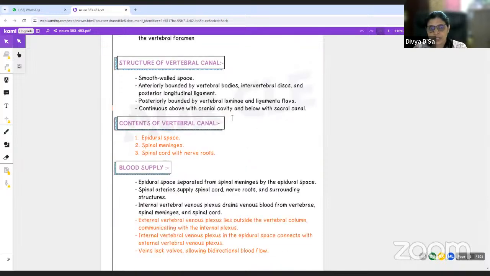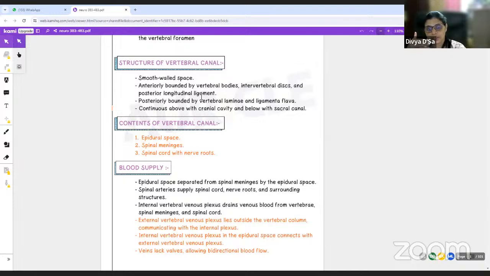The structure of the vertebral canal: it is a smooth walled space, anteriorly bounded by the vertebral body and intervertebral disc, and the posterior longitudinal ligament. What we mean by posterior longitudinal ligament is that on the inner surface of the body of the vertebrae we have a ligament. On the outer surface towards the ventral side we call it the anterior, and on the inner side, that is the posterior part of the body, we call it the posterior longitudinal ligament.